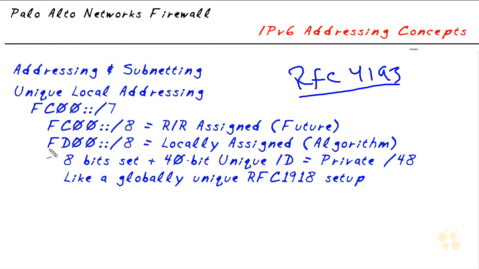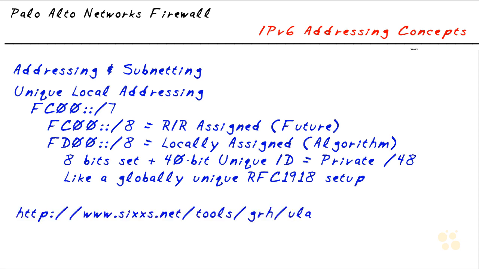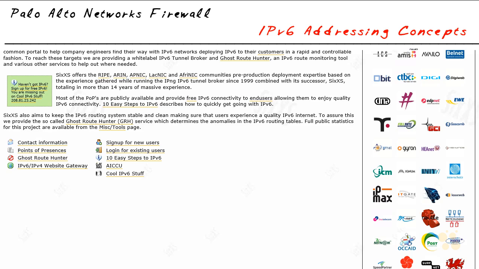We have the 8 bits that are assigned to us in the FD. Then I have a 40-bit unique identifier. What this does is it gives me a /48 to play with. Now, if I want to get into this, the best thing that I would say is go out to 6s.net and go into their tools /grh/ULA. Let me pop that up right over here.